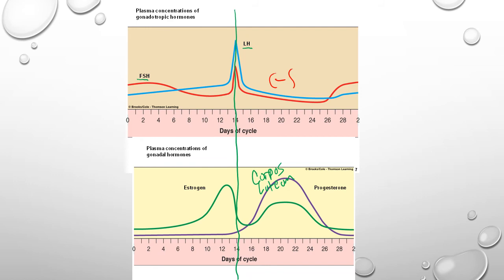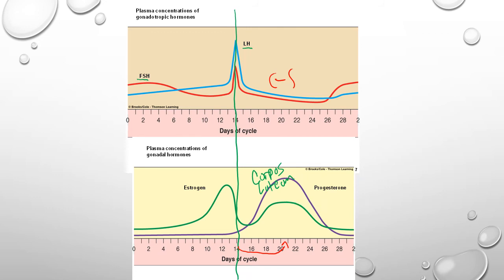Typically we have roughly 6 days or so for implantation to occur. If implantation does occur, then the progesterone levels and estrogen levels will stay leveled off, and so they'll stay elevated at that point.